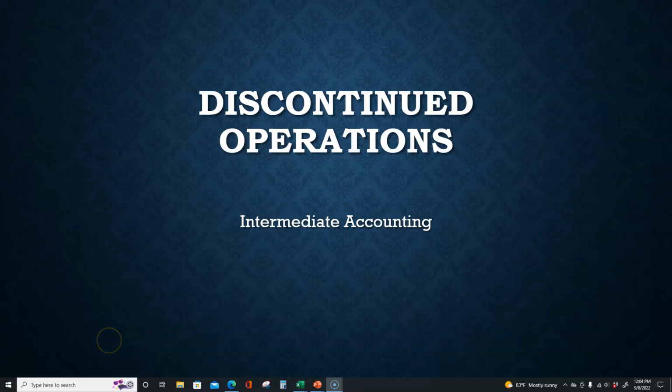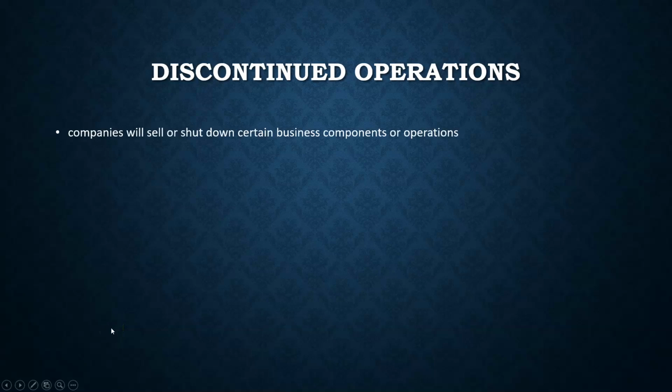In this video, we're going to look at discontinued operations. Sometimes a company will sell or shut down certain business components or operations. They're not going to close the entire company, just certain parts of it. Typically, this is going to be either a major business line or a geographical area.